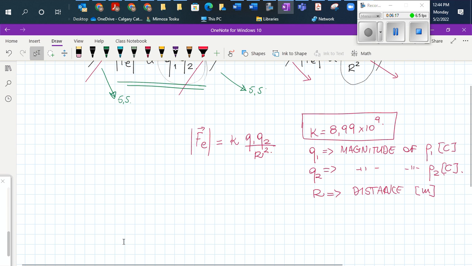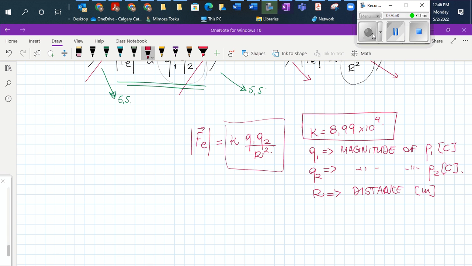Now, the problem becomes a bit more quote unquote complicated, because what we are doing now is we are dealing with a vector, but we are finding the direction using the general law of charges, which is saying that two charges that are the same will repel each other, and two charges that are opposite will attract each other. And the magnitude using K, Q1, Q2 over R squared.